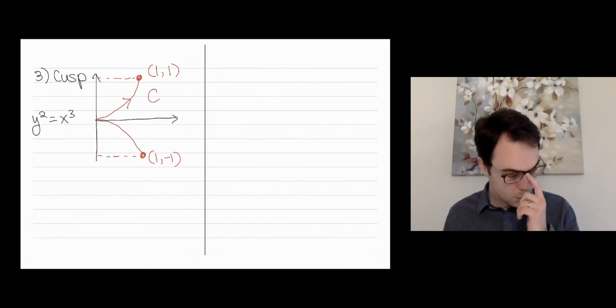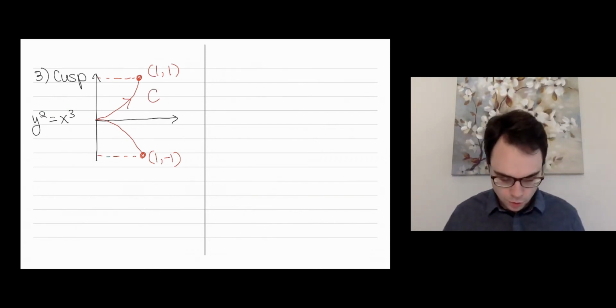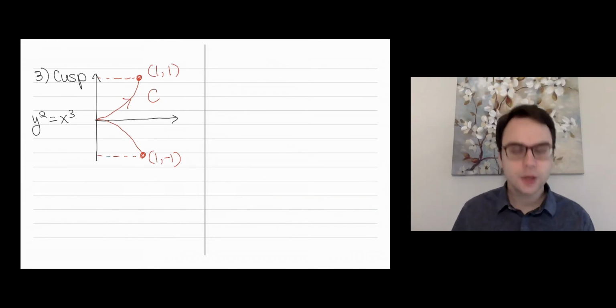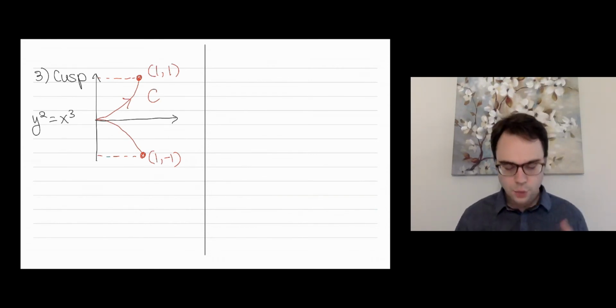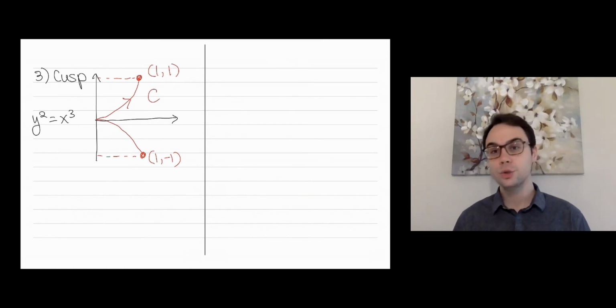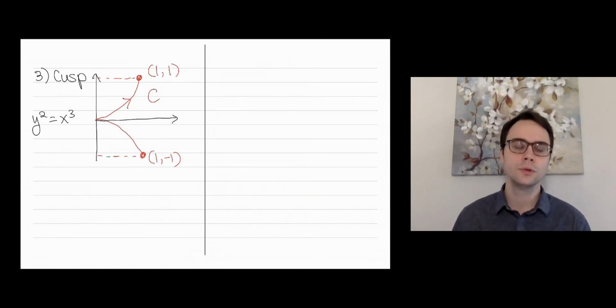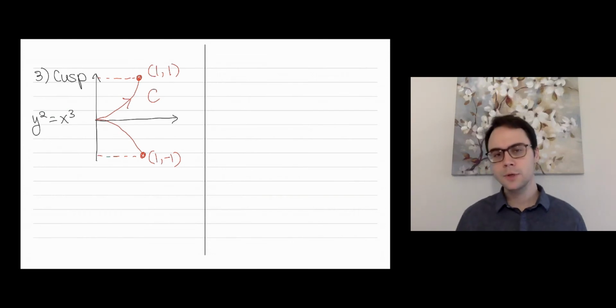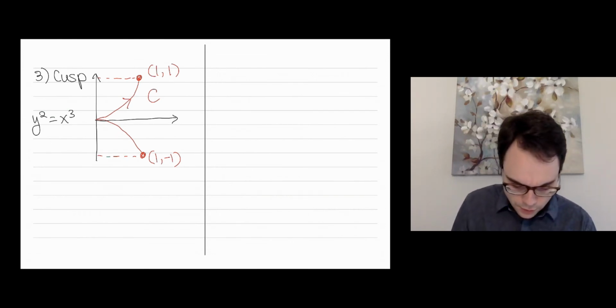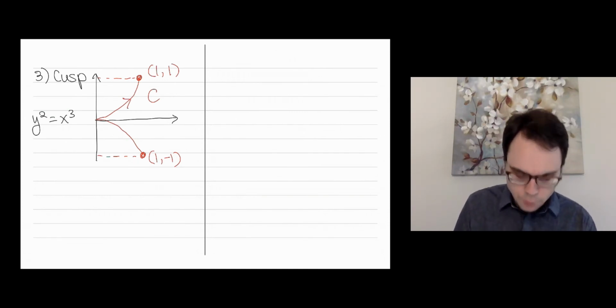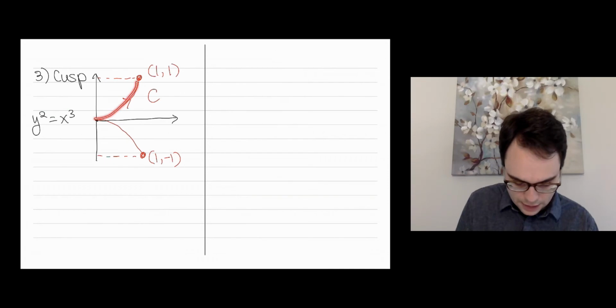Okay, so how are we going to go about this? There are two ways. There's the tricky way, and there is the more dependable way. So let me show you the dependable way first. This curve has two parts to it. It has this upper part and this lower part.